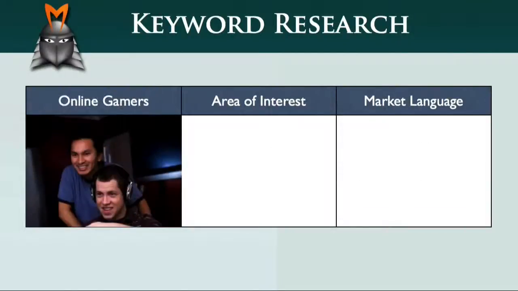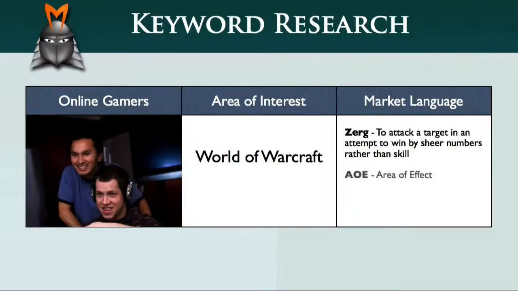The next example we'll look at is the online gaming market, which is made up of people who enjoy playing computer games with others over the internet. For example, their area of interest might be playing World of Warcraft, which is a popular multiplayer game. And some examples of the language that is specific to this market include Azergrush, AOE, and Squishy.